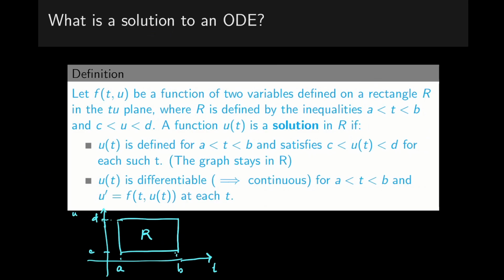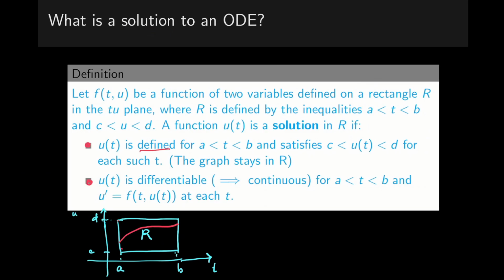And we say that a function is a solution if u of t, so a function is defined for all values between a and b, and satisfies that it stays between c and d for each such t. So it does something like this. Okay. You can draw infinitely many versions of what this u of t will look like, but it has to be defined for all these t values, and then it has to stay between these two bounds for each such t. So it stays in R. So it's a solution if that's the case.